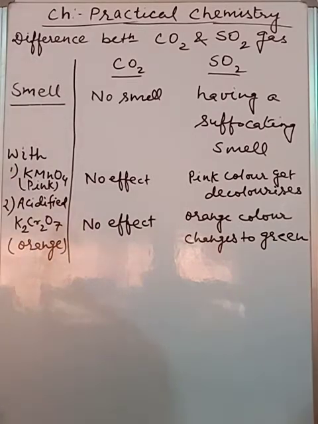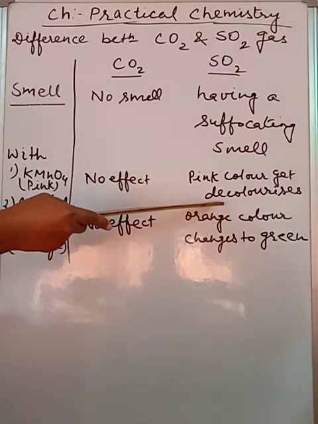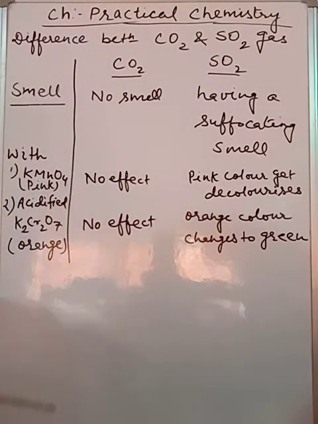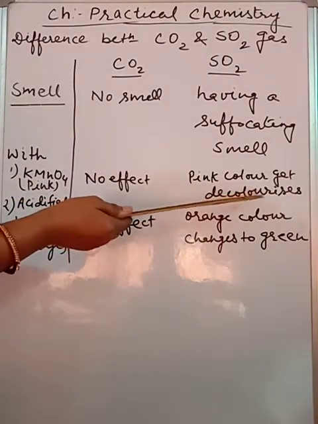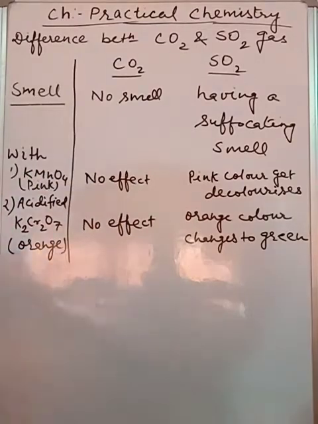First reagent is KMnO4. KMnO4 is a purple color crystal, and after dissolving in water we get a pink or purple color. When CO2 gas passes through KMnO4 solution, no change will be observed, the color remains the same. But when SO2 gas passes through KMnO4 solution, you will observe that the pink color gets decolorized. As you know, SO2 is a temporary bleaching agent, and that is the reason.